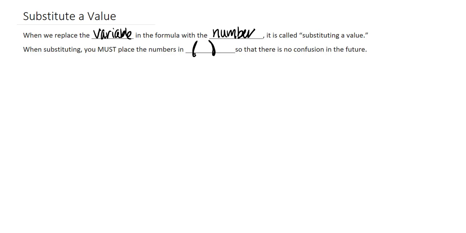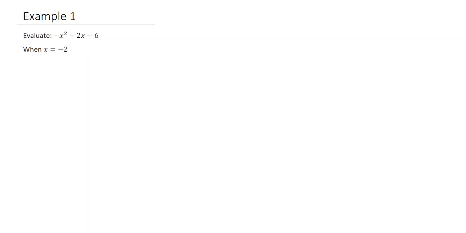So let's look at an example. Example 1. We're going to evaluate the following: negative x squared minus 2x minus 6, and we're going to say x is equal to negative 2. Let's highlight wherever x is. We have an x here and an x here. So we're going to substitute in the variable with the number. Let's go ahead and do that.